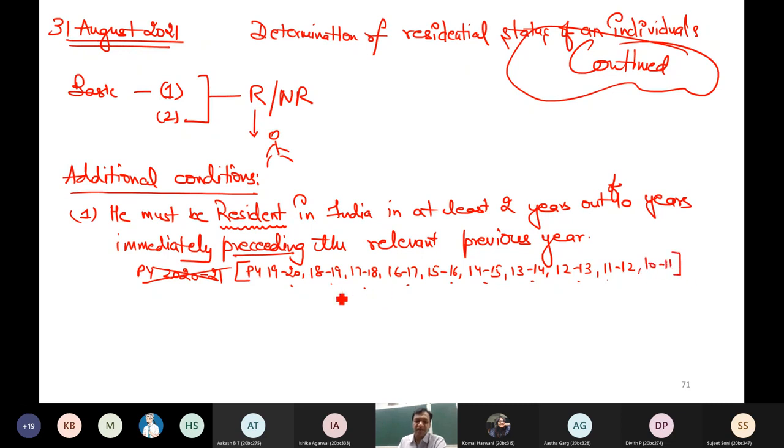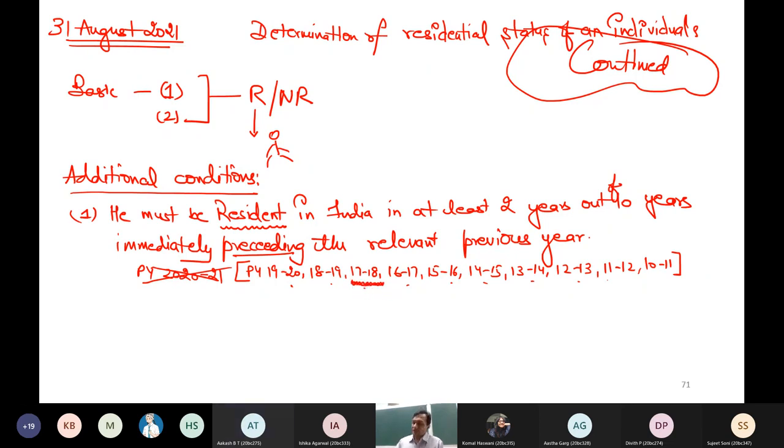In these 10 years, in any of the 2 years, if the person is resident, then additional condition number 1 is also satisfied. Now, can you tell me how will I check whether the person is resident or not in these years? Anyone who can tell me how will I check whether the person is resident or not in these 2 years? If I need to check whether the person is resident in this year 17-18, can you tell me how will I check?